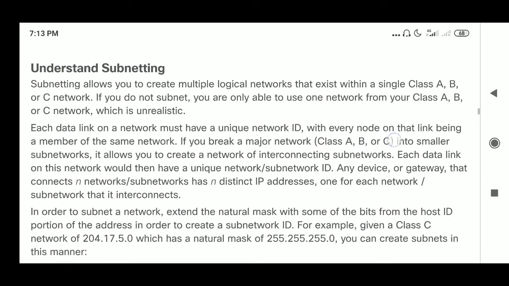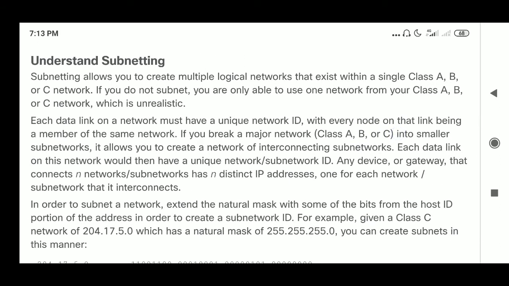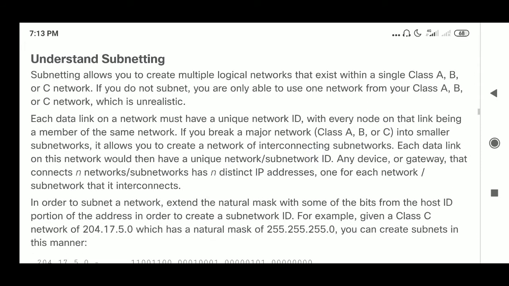So now we will understand what subnetting and supernetting are. Subnetting is nothing but a network within the network. When you create other networks within the class A network IDs, these are the subnets. And when you make a complete network by using some smaller networks, then it is called supernetting.